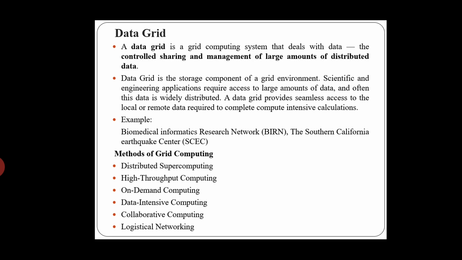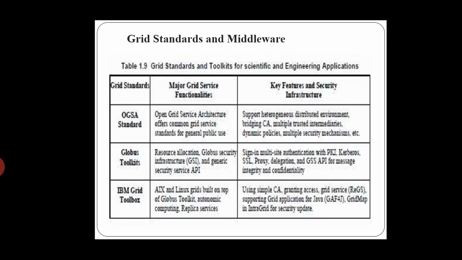Coming to data-intensive computing, it is a parallel and distributed network approach which uses a data-parallel approach to process large volumes of data, typically terabytes and petabytes in size, and it is typically referred to as big data. And collaborative computing, to manage and process whatever you need. We also have logistical networking, one of the methods of grid computing.